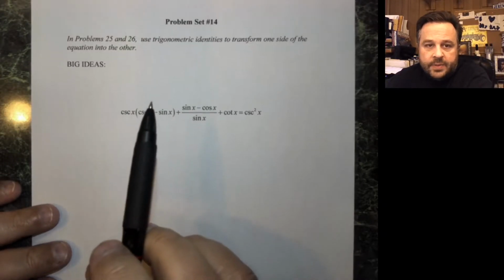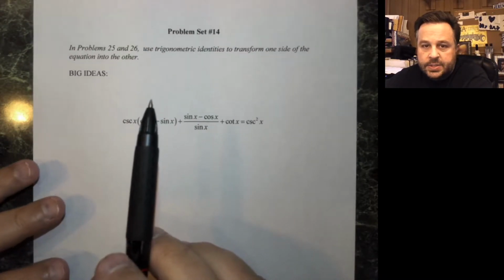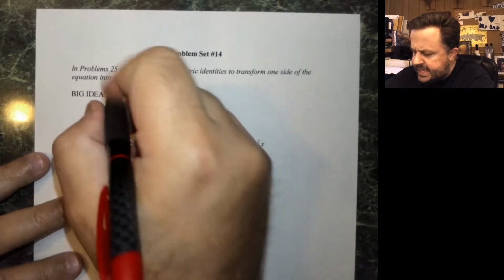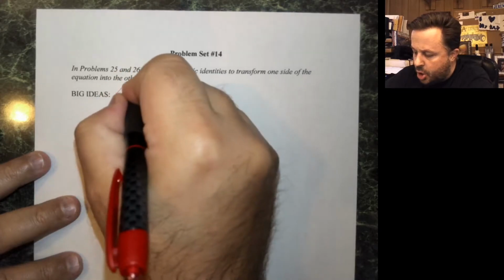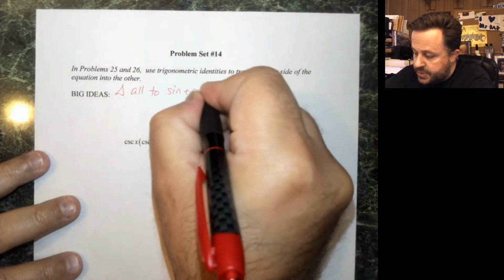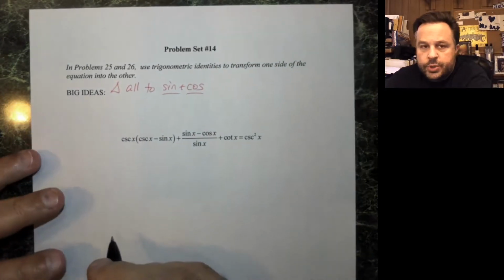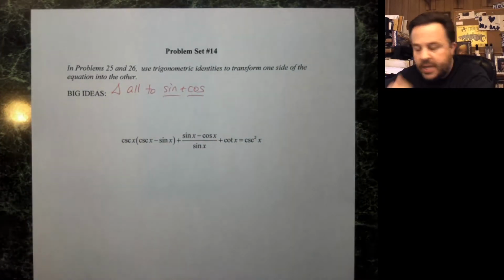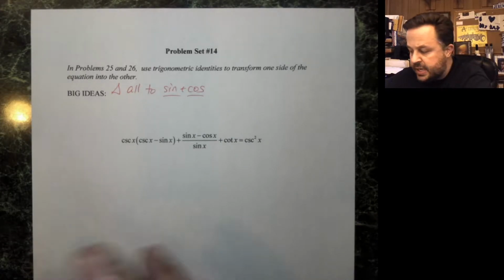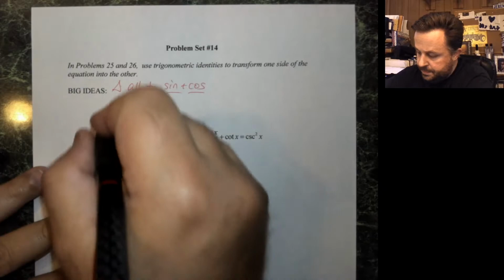On problems 25 and 26, it says use trigonometric identities to transform one side into the other. Now, one of my big ideas that I told you: I said change all to sine and cosine. What it does is it reduces the number of identities you need to memorize and know how to use. The problem is it does tend to complicate things sometimes.